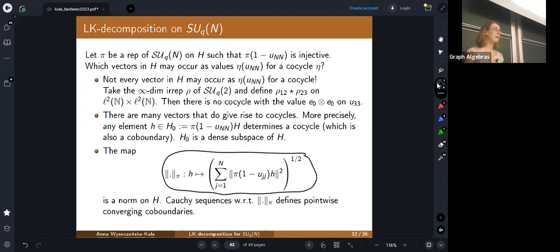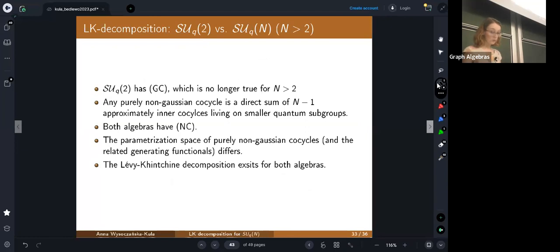And any element in this closure will parameterize the generating functionals in general. So, more or less, to sum up, there are several differences between the SUQN case and the case of higher dimension. So SUQ2 has the GC property, which is no longer true for n bigger than 2. In both cases, the non-Gaussian cocycles are approximately inner.